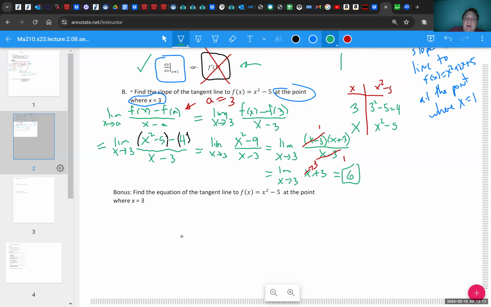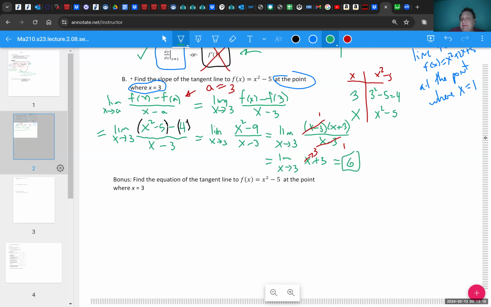And a little bonus here. They don't ask this very often in this section in the homework, but they will ask it later on. What is the equation of the tangent line? We found the slope of the tangent line. That's not the equation, that's the slope. How do we find the equation of the tangent line? Well, a tangent line is a line, just like any other line. You can use the formula to find the equation of a tangent line.